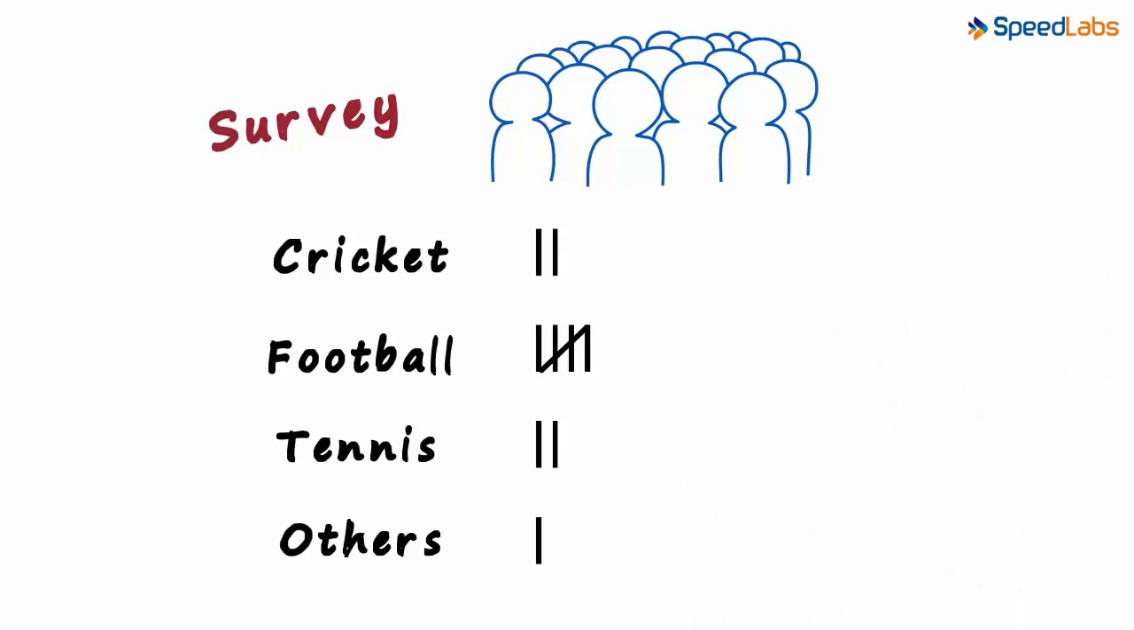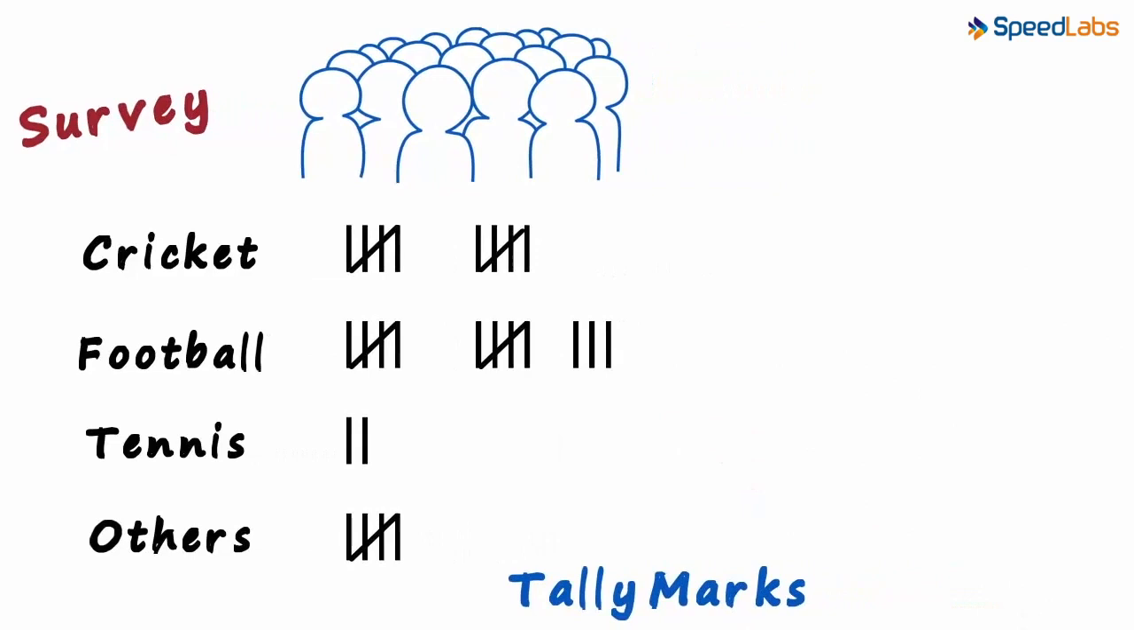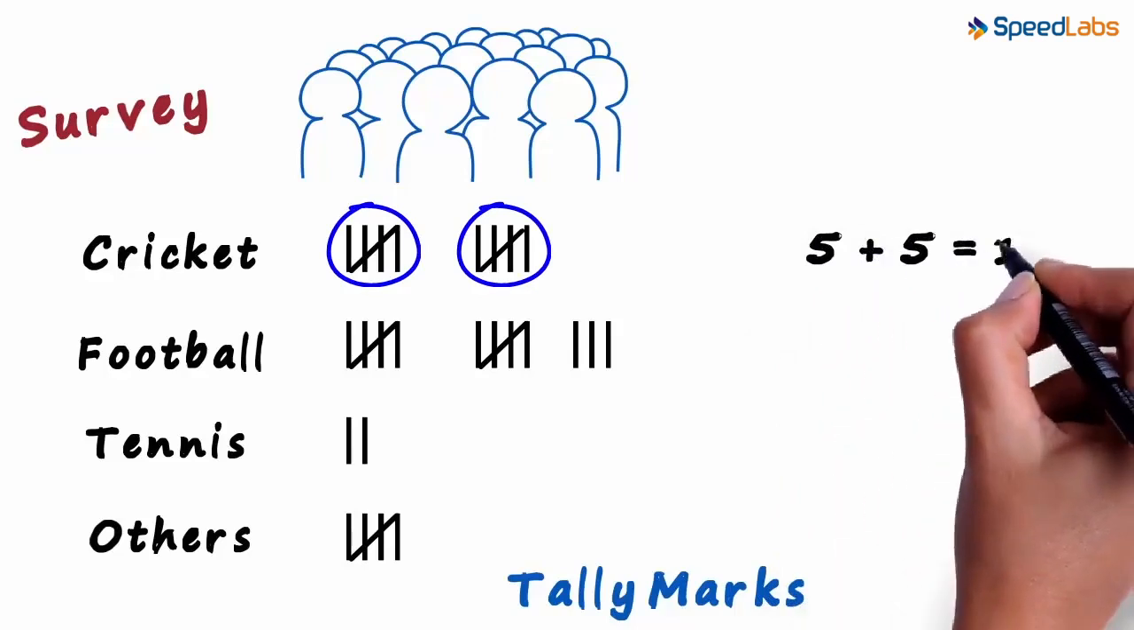So after asking all 30 people, this is how our final table will look like. These are called tally marks. We can write down the final numbers in the next column. The first row has 5 and 5. The number will be 5 plus 5, which equals 10.